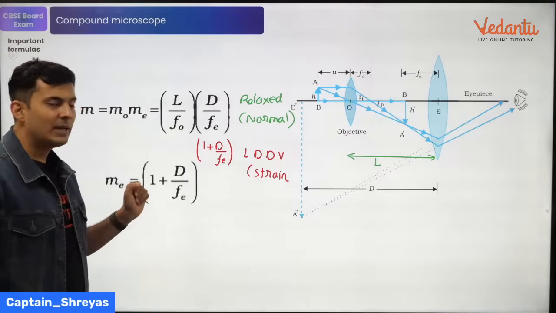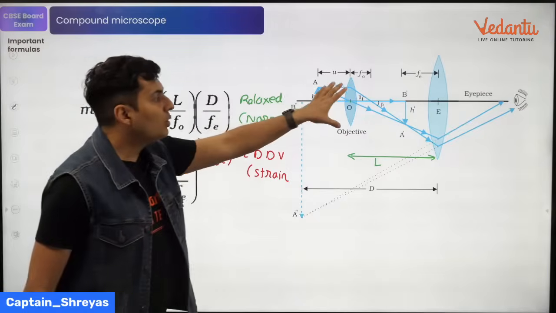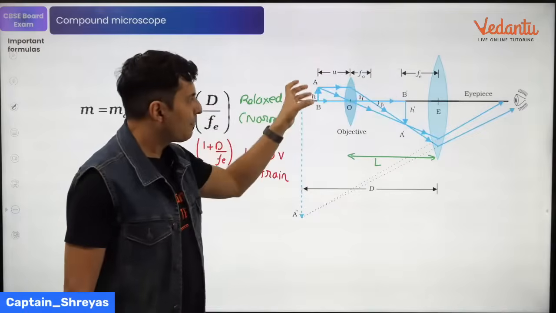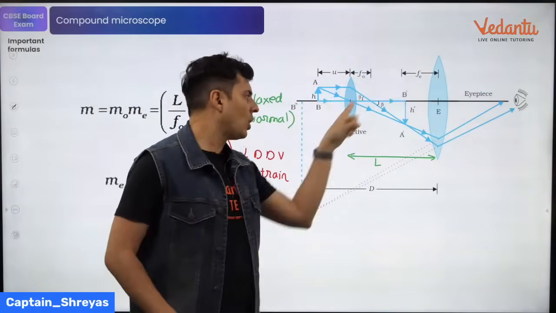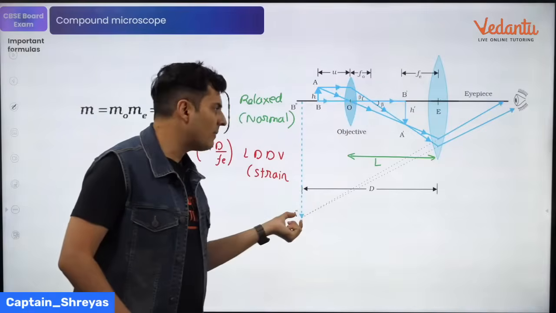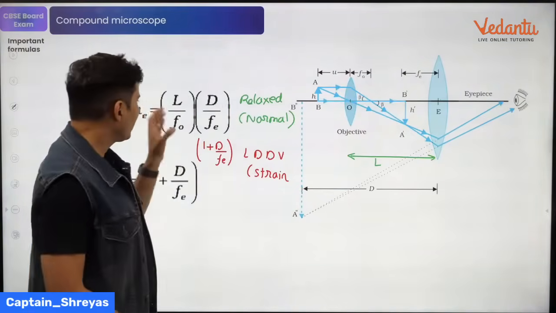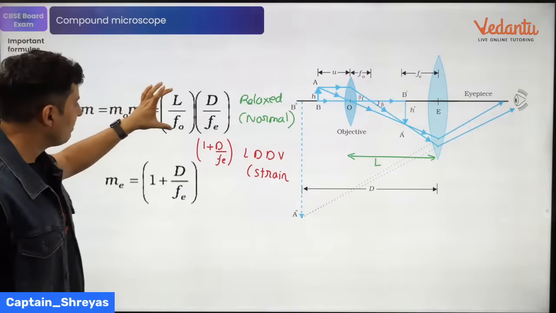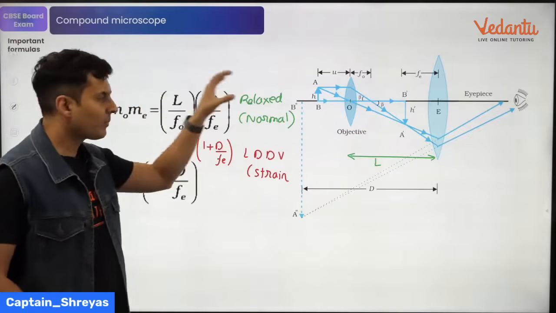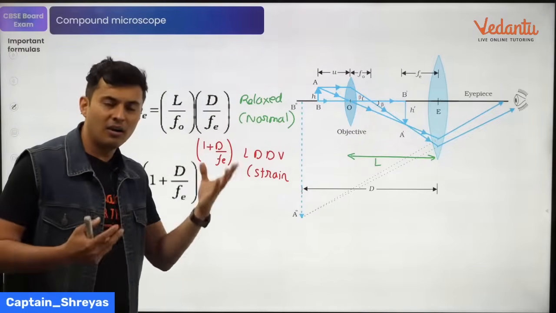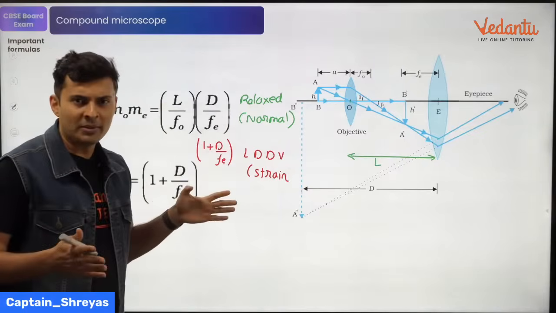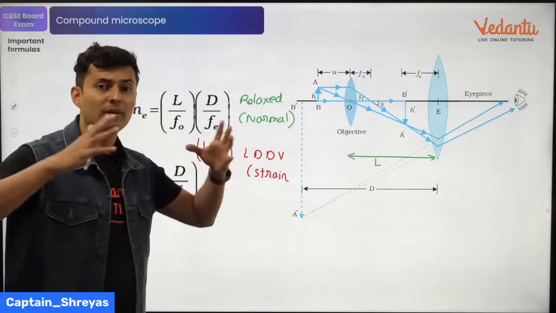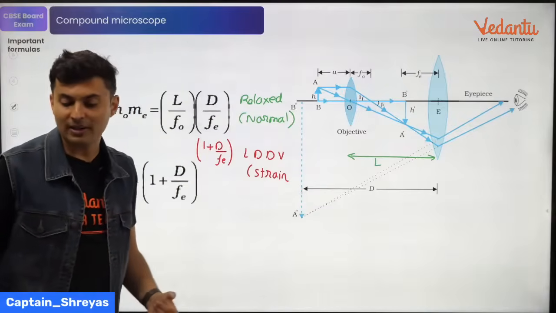Now, why is this multiplication? Because there are two lenses. This lens magnifies separately, number one. Second is this lens also magnifies this image again separately. So the total magnification is magnification by the objective and magnification by the eyepiece. So that's why you see the product. This magnifies 2 times, that magnifies 5 times. So total will be 2 into 5, not 2 plus 5.